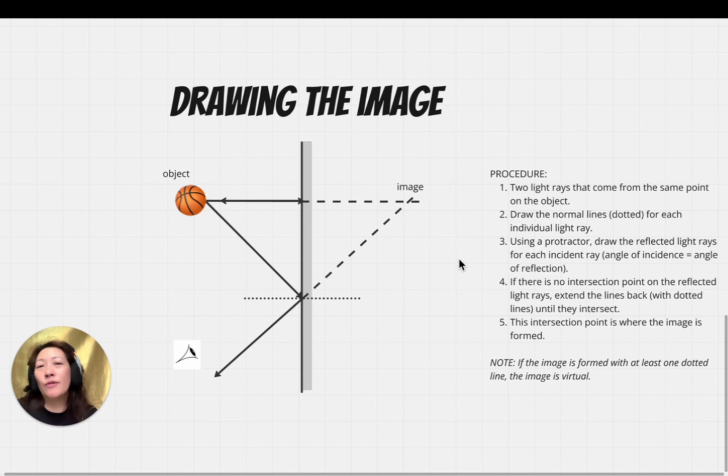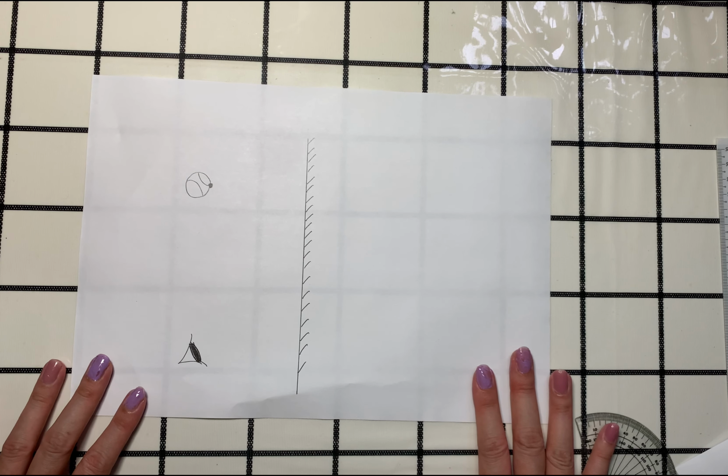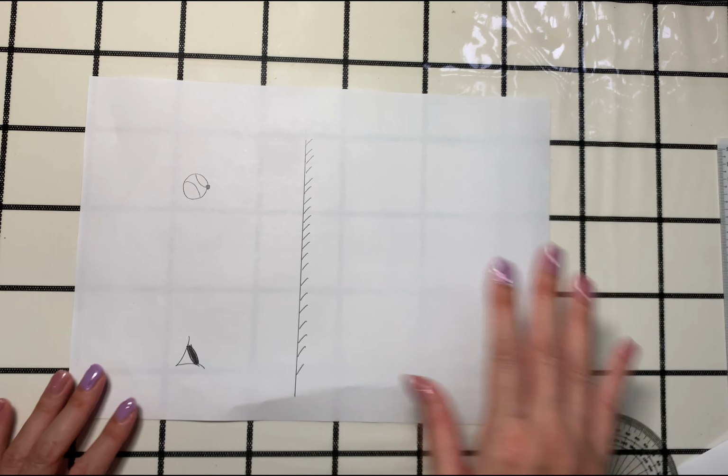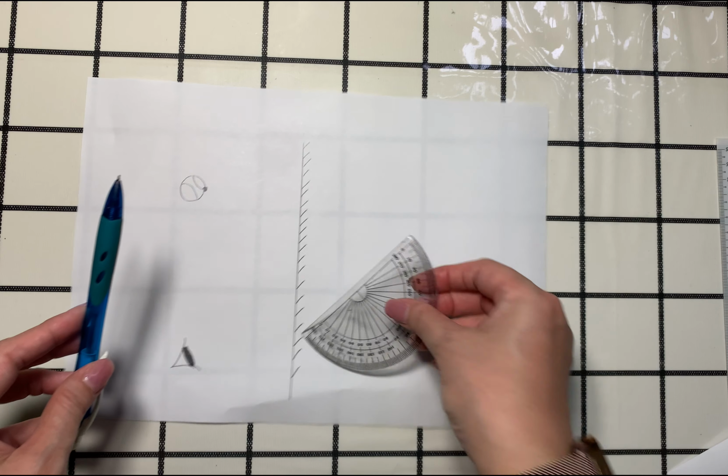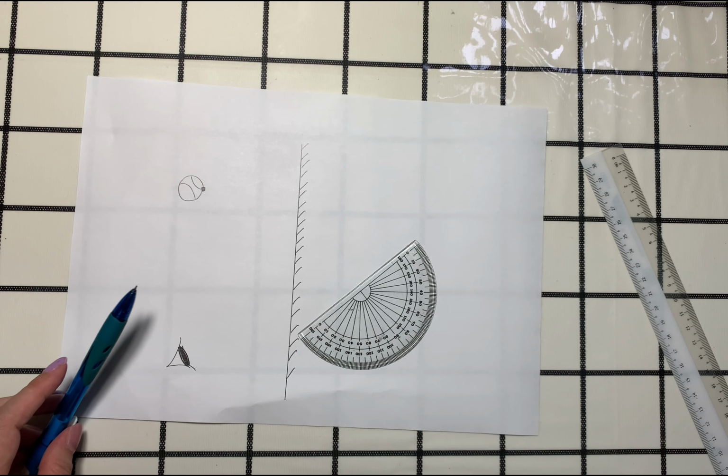So I've just shown you how to draw the ray diagram virtually. Next, I'm going to show you how to draw the ray diagram on an actual piece of paper. Now I'm going to show you how to draw a ray diagram on a piece of paper using a pencil, a protractor, and a ruler.